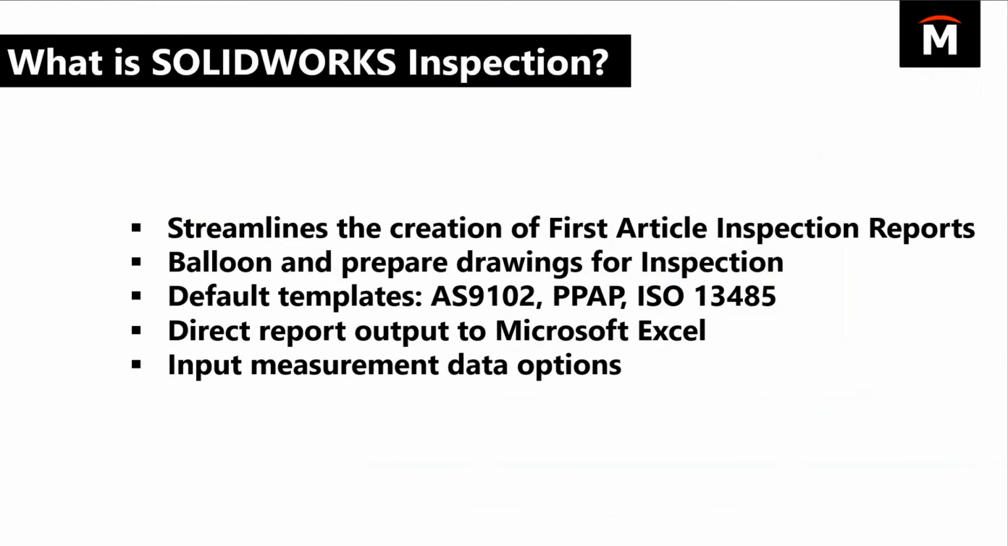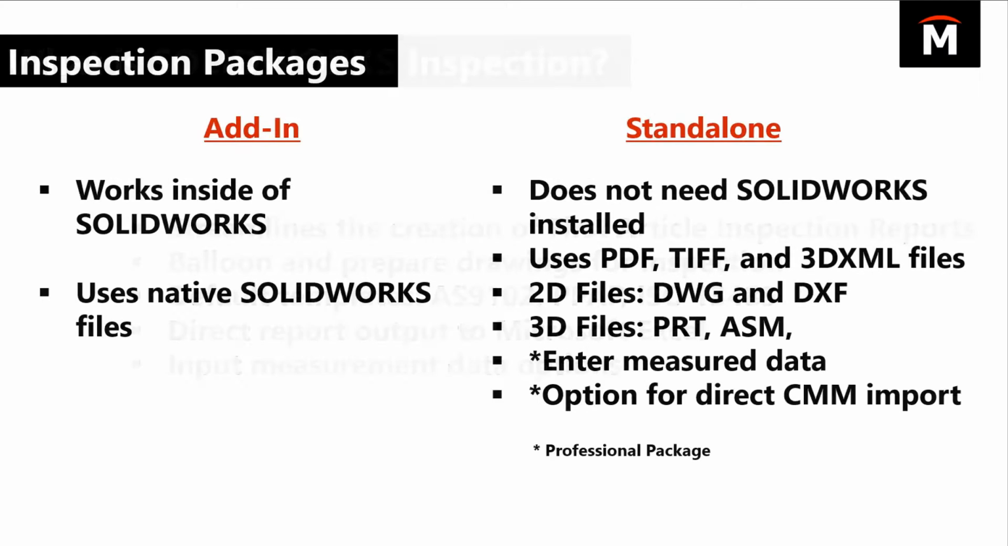What I'm going to talk to you about today is SOLIDWORKS Inspection. This product is specifically designed to streamline the creation of those first article inspection reports and automate and prepare your drawings for that inspection process. There are some default templates included with the software that adhere to the AS9102, one of the sheets on the PPAP, and the ISO 13485 standards. All of the report output is directly to Microsoft Excel, and we'll also talk about some of the input measurement data options that Michael talked about.